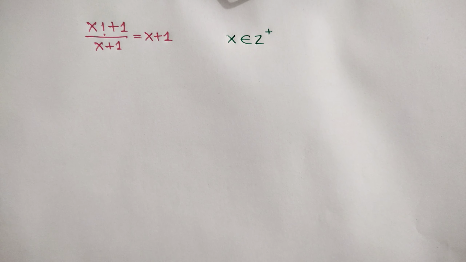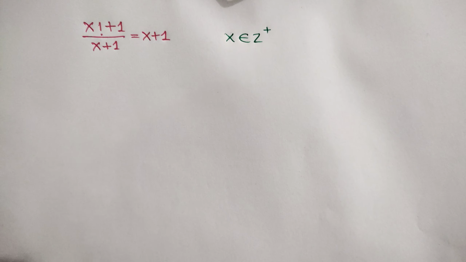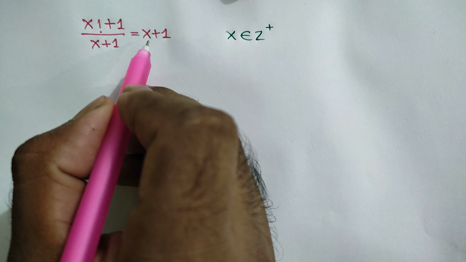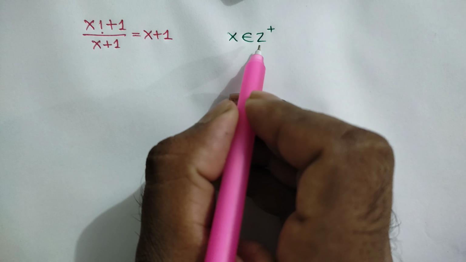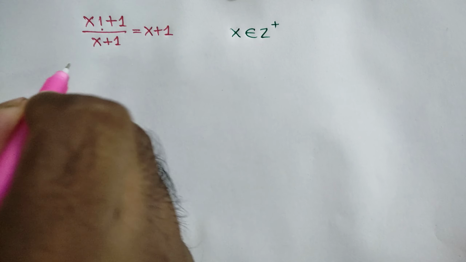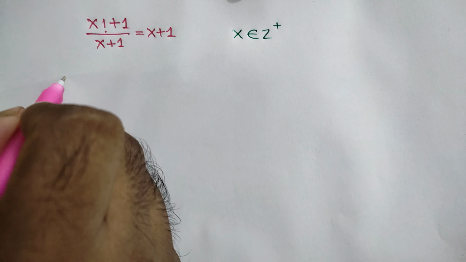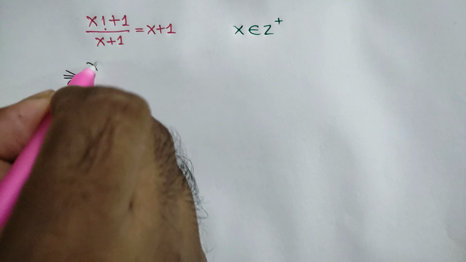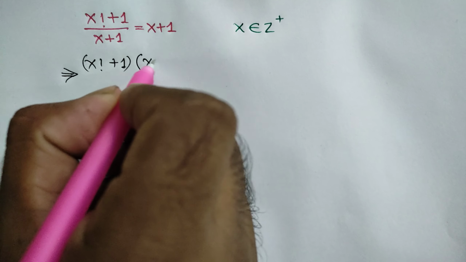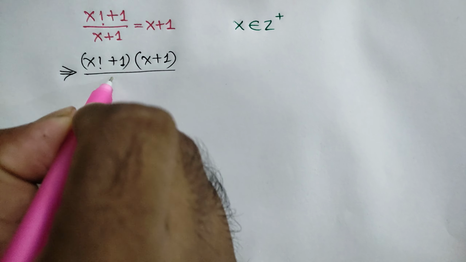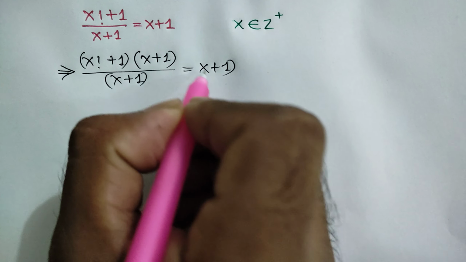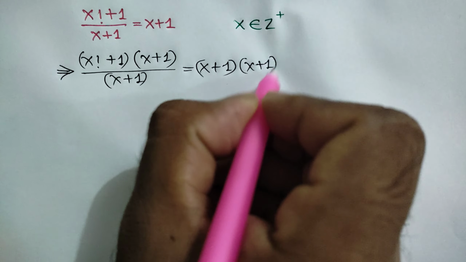In this video we have one very interesting factorial equation: x factorial plus 1 over x plus 1 is equal to x plus 1, where x is a positive integer. So let's get it started. Multiplying both sides by x plus 1, we can write x factorial plus 1 times x plus 1 over x plus 1 is equal to x plus 1 times x plus 1.